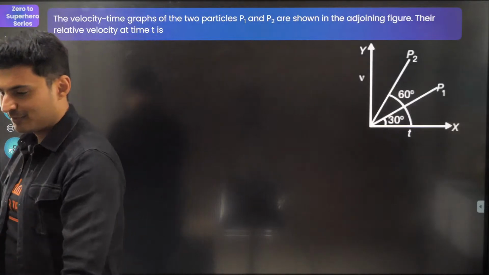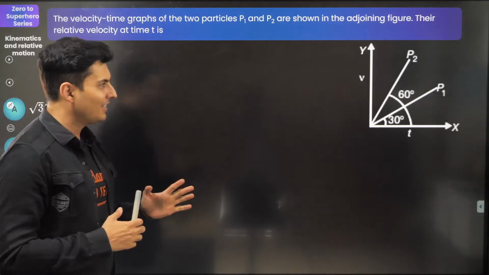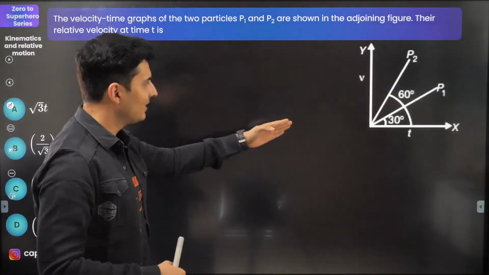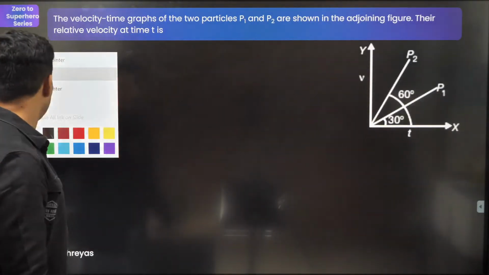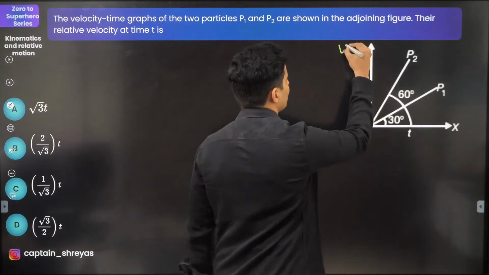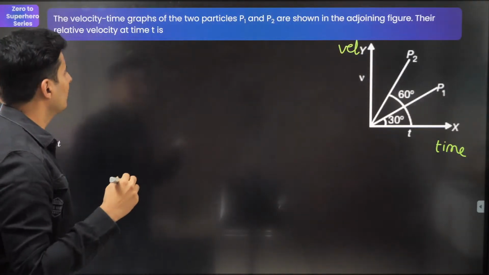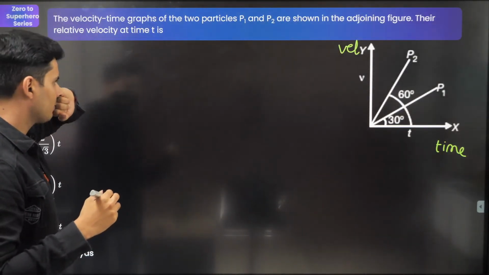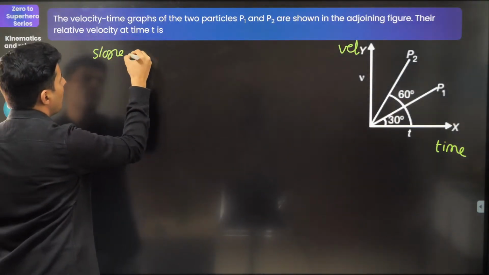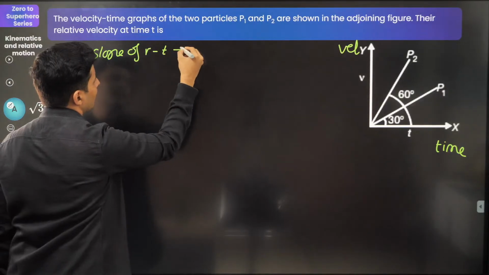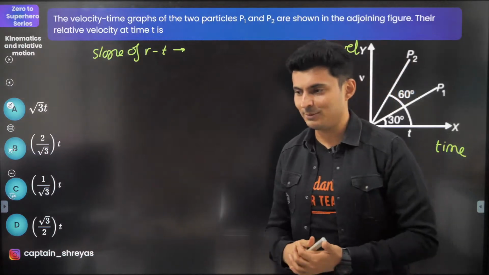Okay, so we have two graphs for two particles. They are making some angles, 30 and 60 degrees. This graph is basically velocity time. So let me just mark it right over here. This is velocity. This is time. And the question is, relative velocity is asked at any time. So first, my question is, what does the slope of the velocity versus time graph give you? Put it up.